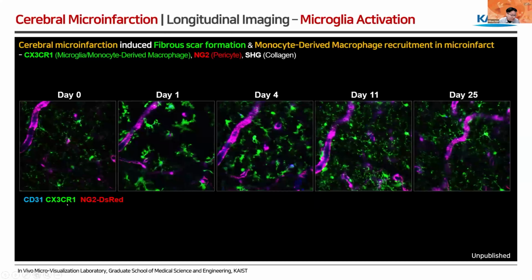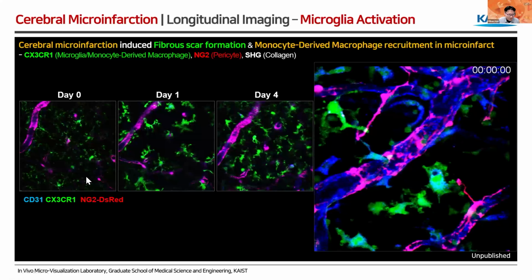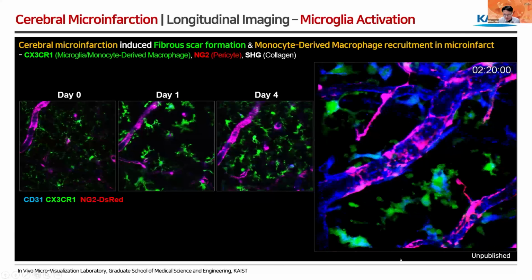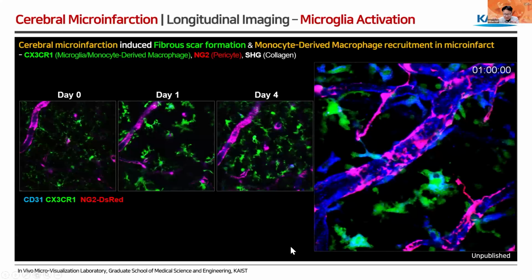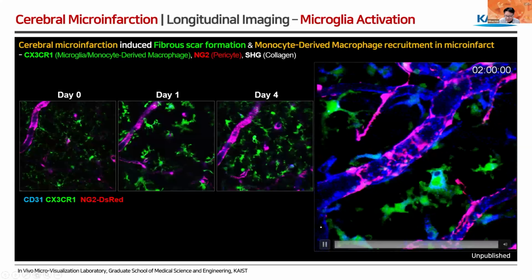And also by visualizing another transgenic mouse model, the CX3CR1 GFP mouse model, we can observe the microglia activation after cerebral microinfarction. So this is the baseline. We can nicely see the stable, quiescent microglia. But after we induce the microinfarction, at day 1, we can see strong microglia activation. Their morphology is changed to the amoeboid form, and they very actively phagocytose their debris in this micro-infarcted area, as you can see in this video.